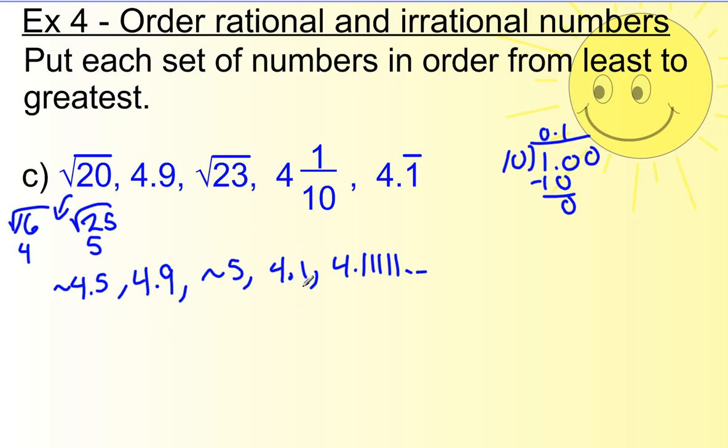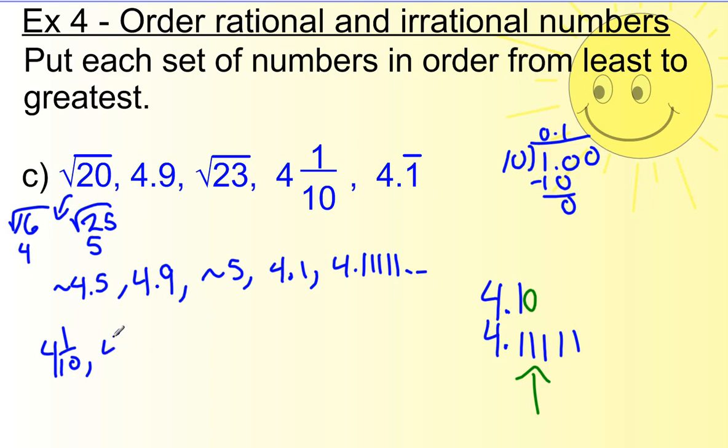4.1. Now, if you have a hard time telling between this 4.1 and this 4.11, here's what I would do. 4.1, 4.1111. If you look at them one number at a time, 4s are the same, 1s are the same. This next digit over, you either have a 1 or a nothing, a 0. And 4.nothing is smaller than 4.1. So the 4 1/10 is the smallest.